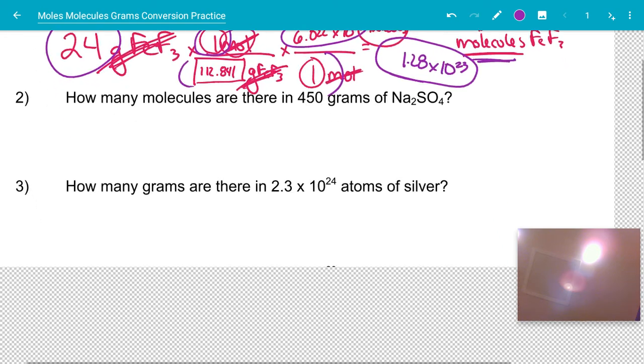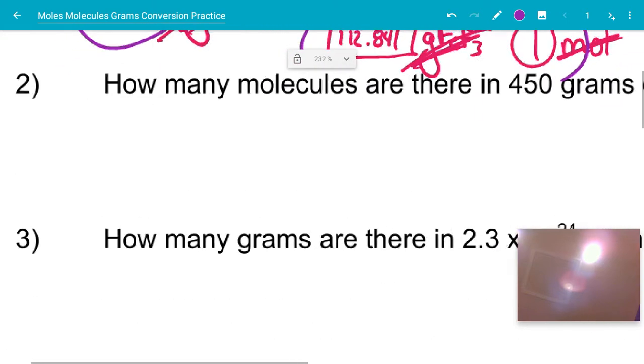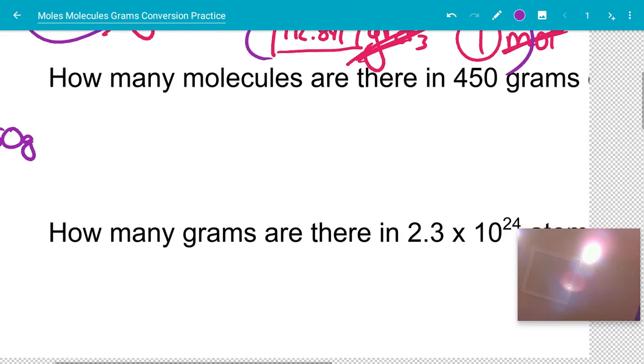All right, let's try another one. How many molecules are there in 450 grams? So this is another two-step problem. So I'm going to write down, I'm going to see if I can write it a little bit smaller this time. So we'll write 450 grams of, what did we have?